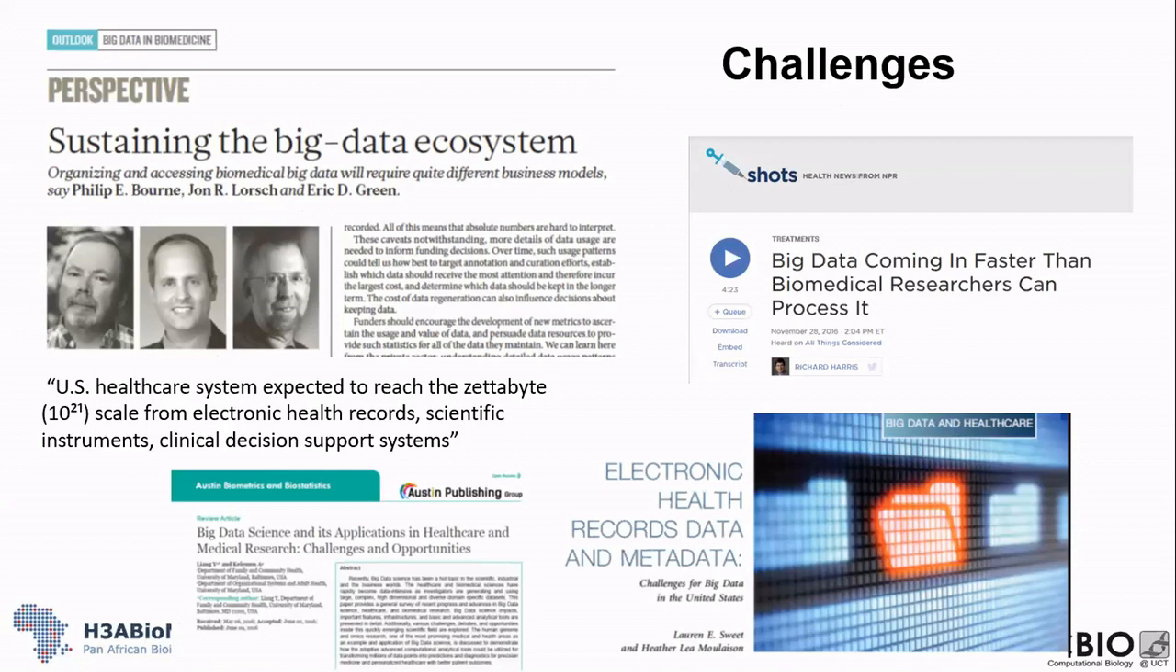It was reported that the US healthcare system is expected to reach the zettabyte scale, that's 10 to the 21 bytes, from electronic health records, scientific instruments, clinical support, and decision support systems. So that's just in the US healthcare system. And how do you convert that into saving people's lives? The problem is that the data is coming in faster than we can process it, but also that people who are in the field, so clinicians, basic scientists, wet lab scientists, weren't designed or trained to manage big data and to generate great algorithms. So you're kind of having to have a merger of two ecosystems here.